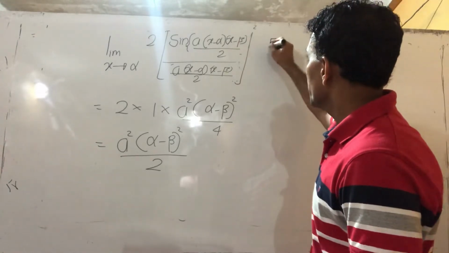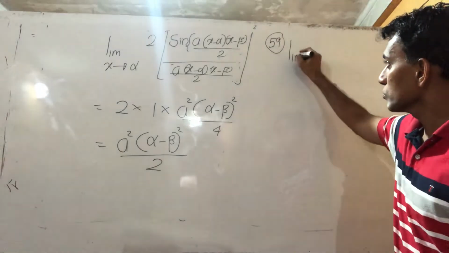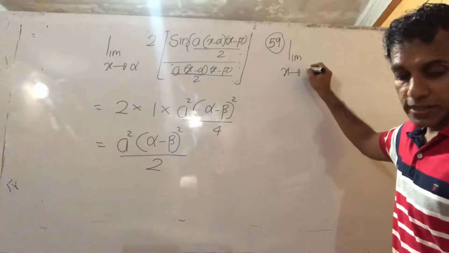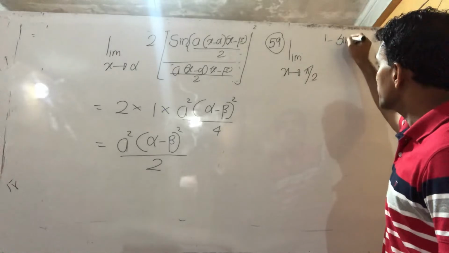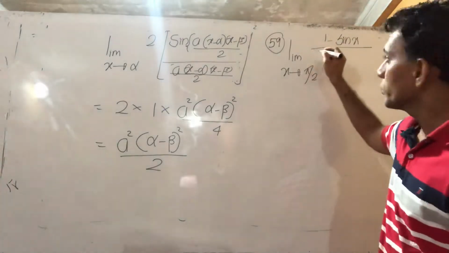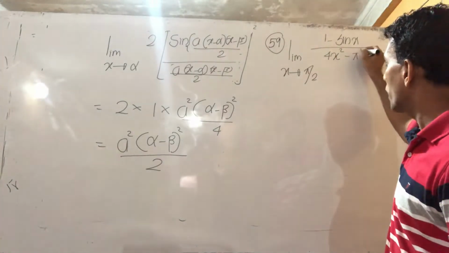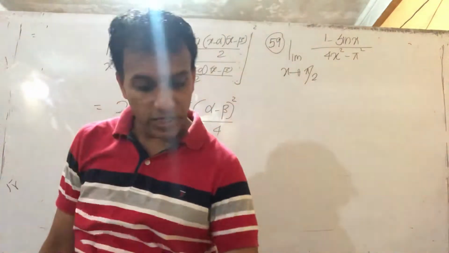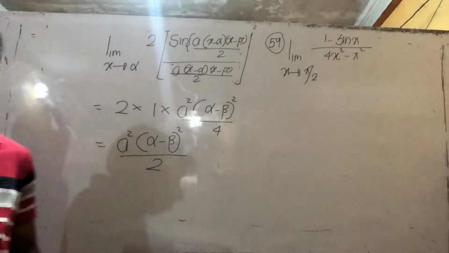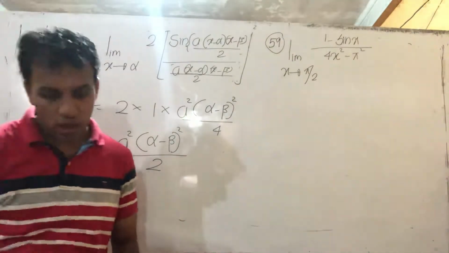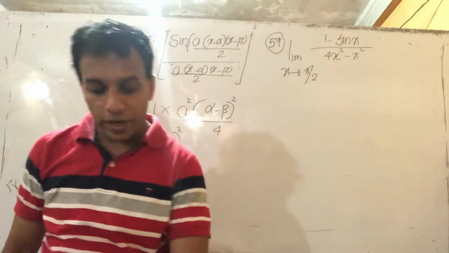See problem 59, and the useful question: limit x approaches pi by 2, (1 minus sine x) over (4x square minus pi square). See how to find this when x is 90 degrees or pi by 2, x tends to pi by 2. Rearrange that form. For every question there are so many methods, right? You decide the easy way you can use that pattern.